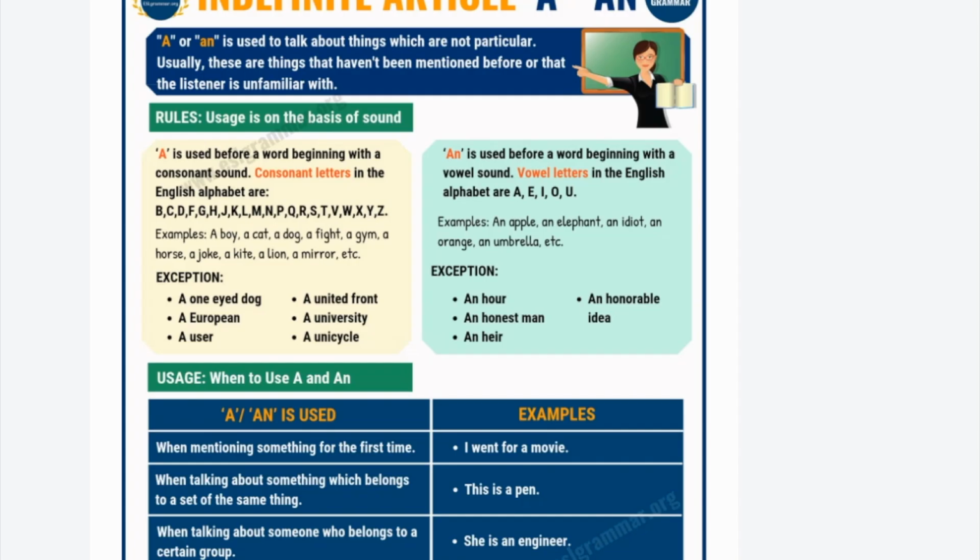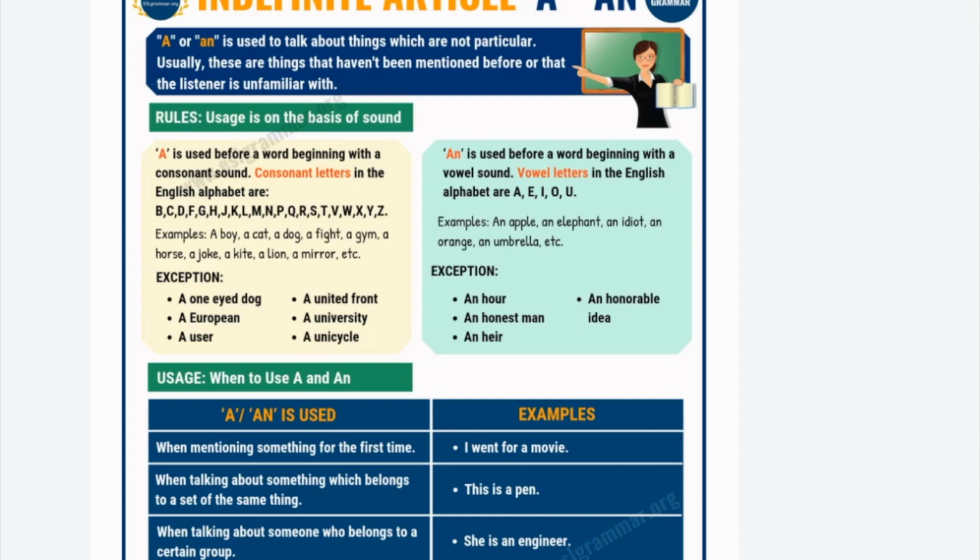The topic we are going to discuss today is articles, indefinite and definite. There are two kinds of articles in English. We start from the indefinite article. There are two of them, a and an. We use a when our word starts with a consonant, and an when our word starts with a vowel.